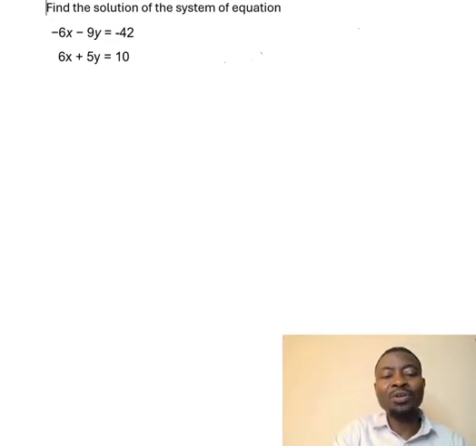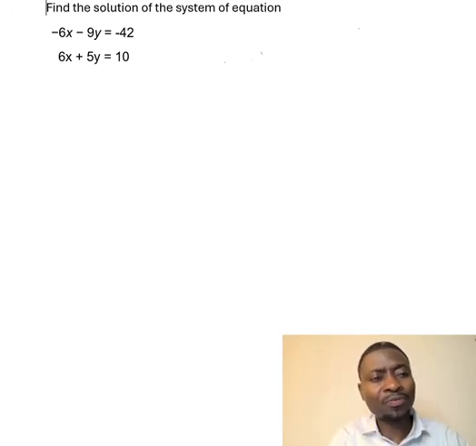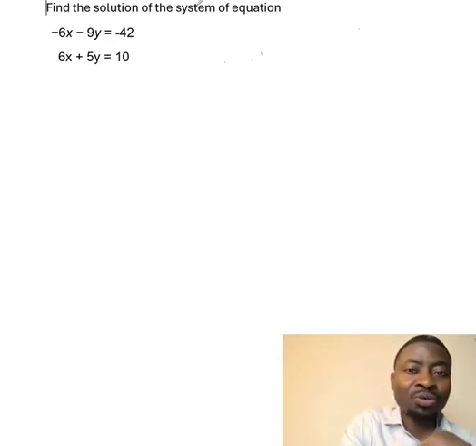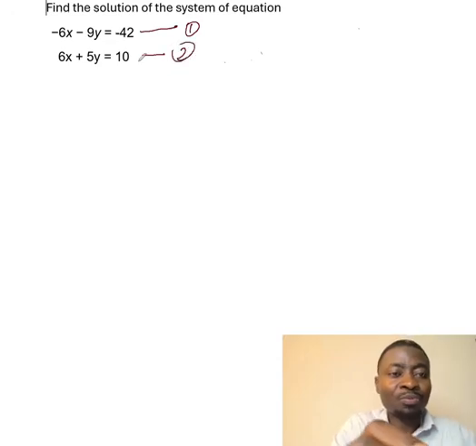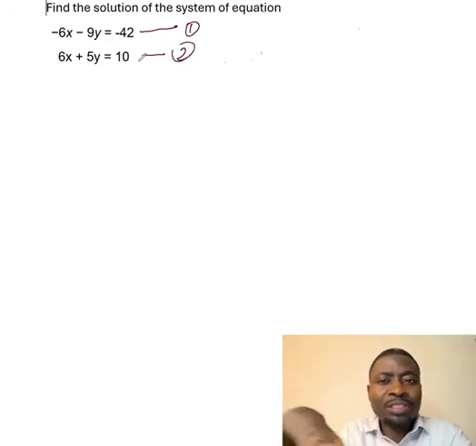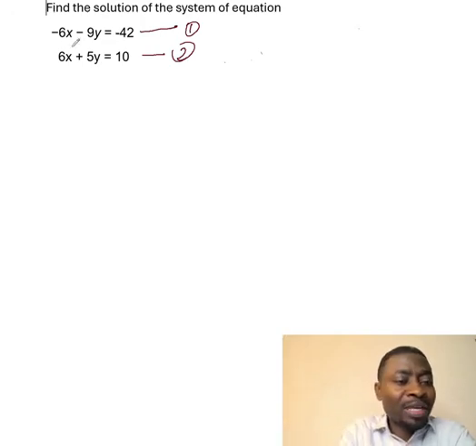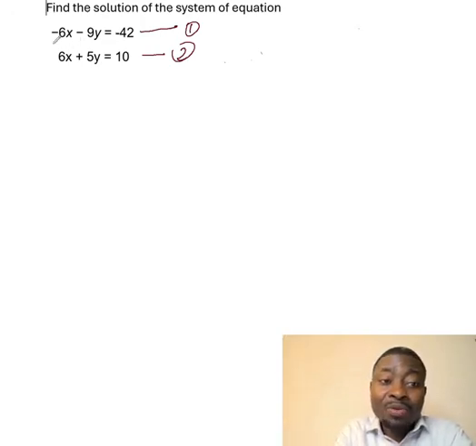So first, if you take note of the coefficient of x, the coefficient means the number that is attached to x. Let's first identify the equations. We can call this equation 1, and we can call this equation 2. From equation 1 you can notice that the coefficient of x is negative 6, and the coefficient of x in equation 2 is 6. They have the same values, right?